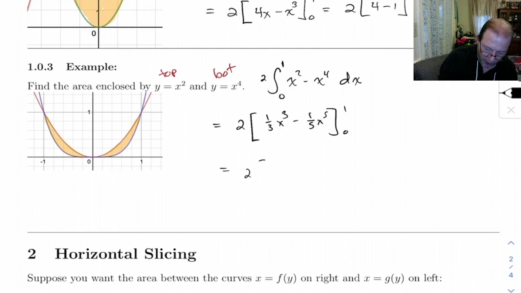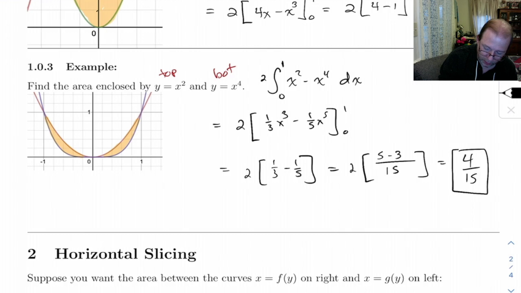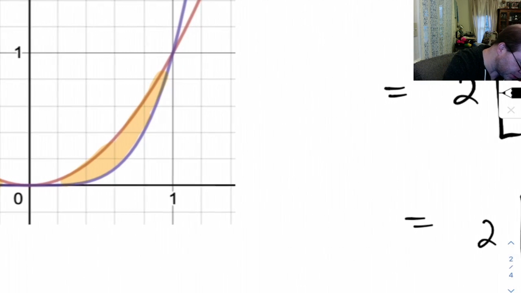All right, plug in my 1, I get 1/3 minus 1/5. And let's see, what is that? 1/3 is 5/15. 1/5 is 3/15. So this looks like 4/15. All right, and that's it.